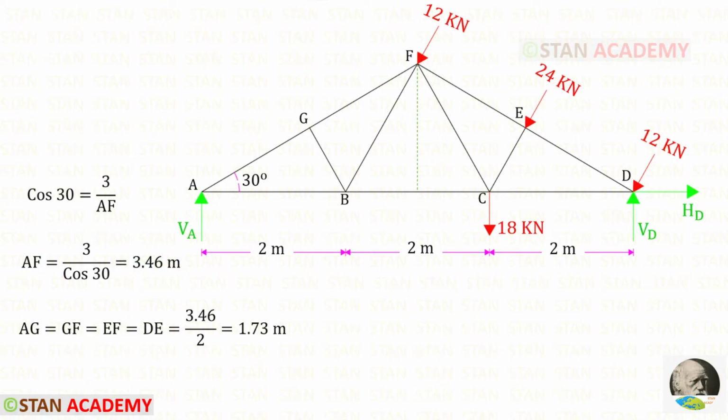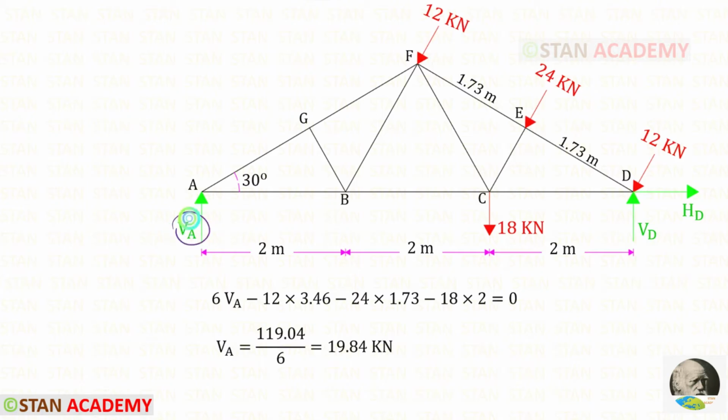We know that the point G is in the center of AF. So to find AG, GF, FE, and ED, we have to divide this distance by 2. In this way, we will get 1.73 meter.